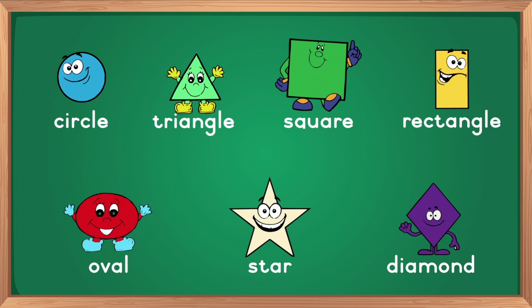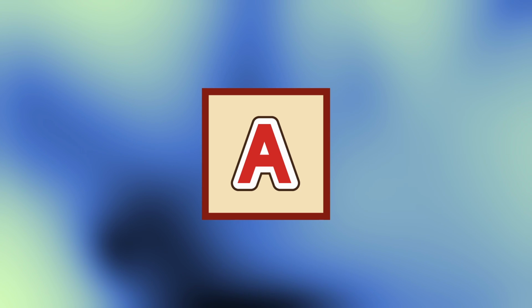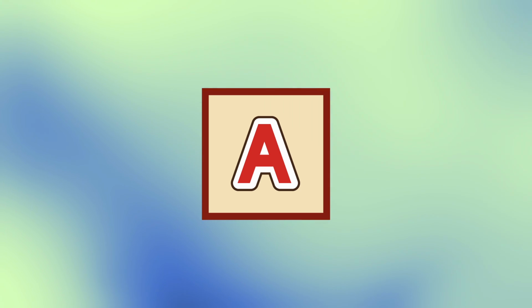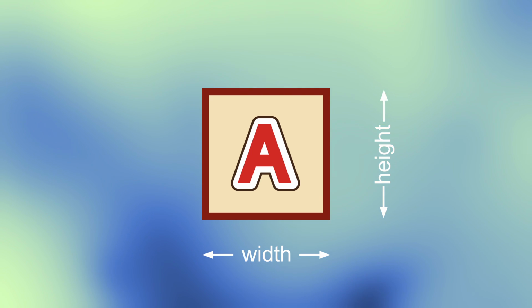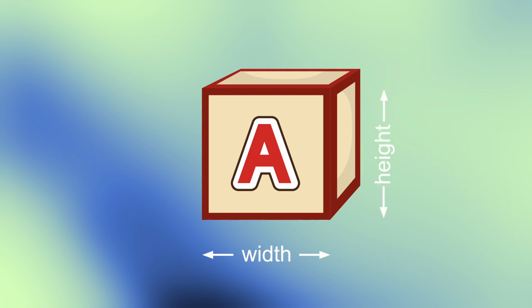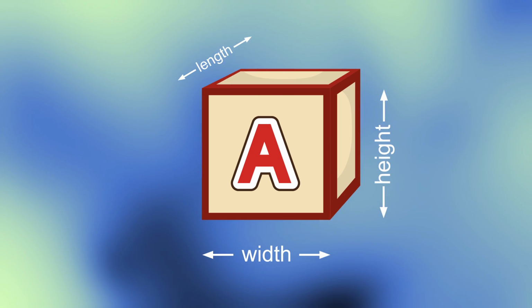You've probably learnt most of the 2D shapes already. A circle is a 2D shape. So is a square or a triangle. 3D shapes are a bit different. They also have the first two dimensions, width and height, but they also have a third dimension, length.